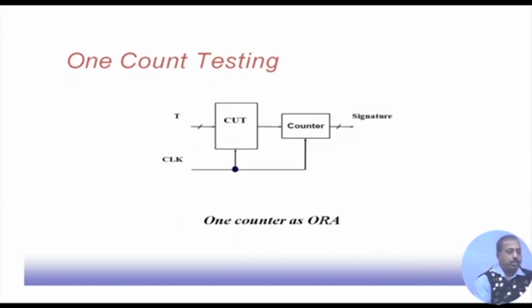So, one count testing circuitry is like this. So, we have got the test patterns applied. There is only a single output. Clock is applied to the circuit as well as the counter. So, after applying all the test patterns, this counter value will have how many ones it has seen at the output, and that is the signature.